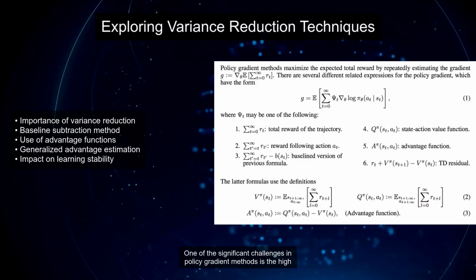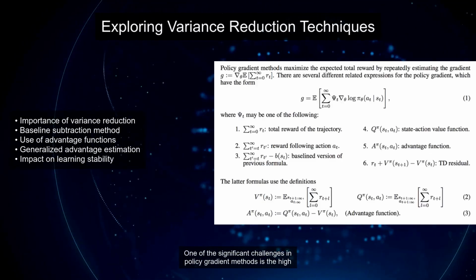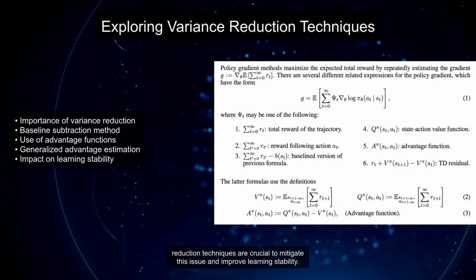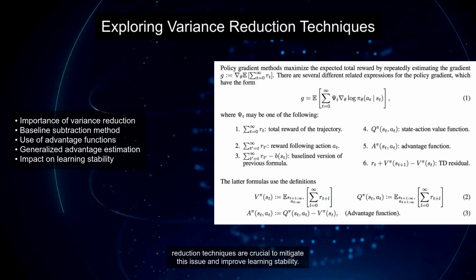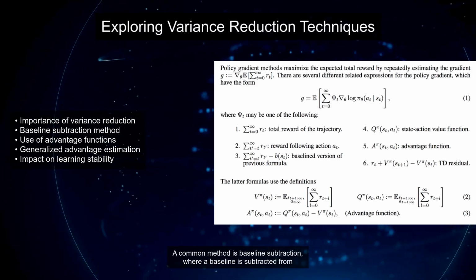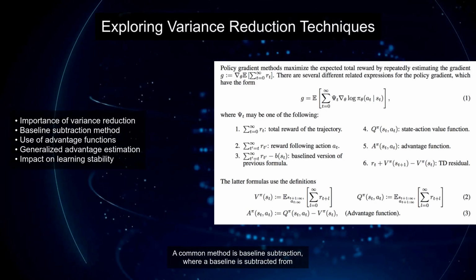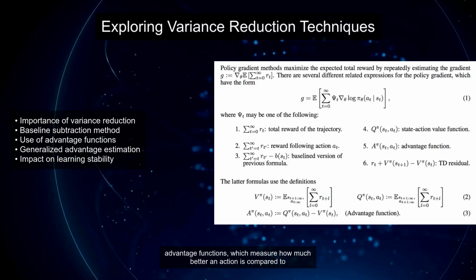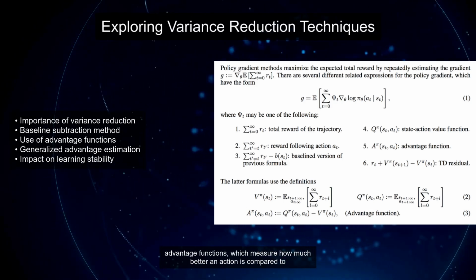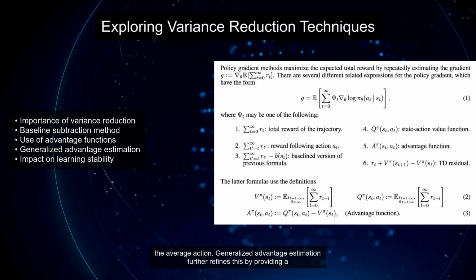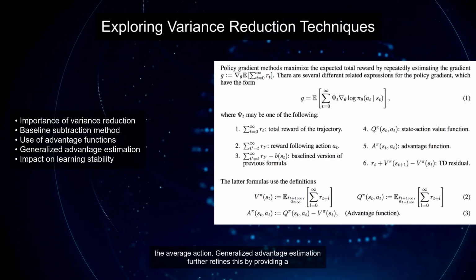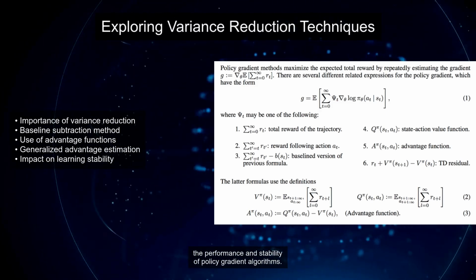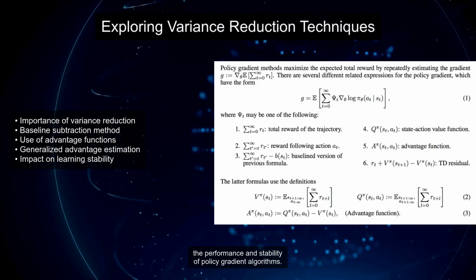One of the significant challenges in policy gradient methods is the high variance in the gradient estimates, which can lead to unstable learning. Variance reduction techniques are crucial to mitigate this issue and improve learning stability. A common method is baseline subtraction, where a baseline is subtracted from the reward to reduce variance without introducing bias. Another technique is using advantage functions, which measure how much better an action is compared to the average action. Generalized advantage estimation further refines this by providing a more stable estimate of the advantage. These techniques are vital for enhancing the performance and stability of policy gradient algorithms.